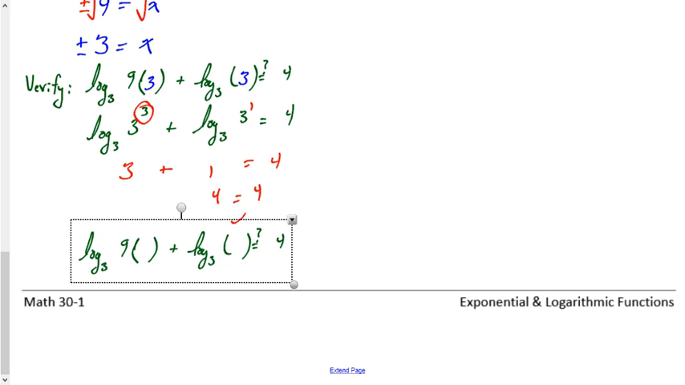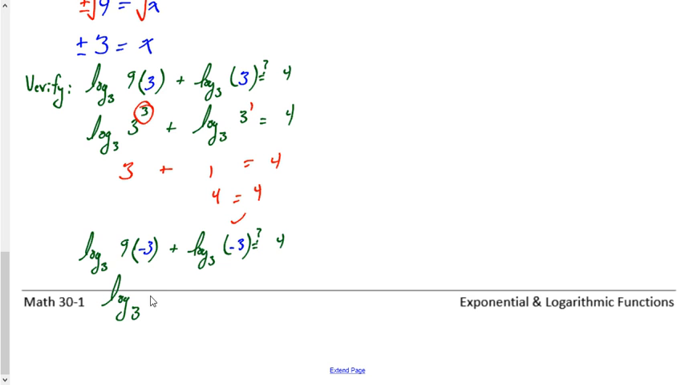Well, let's repeat this process, but now let's substitute the negative 3 in place of the x. And immediately, well, hopefully fairly quickly at least, we recognize that there's a bit of a problem here because I have log base 3 of negative 27 plus the log base 3 of negative 3, and I want to know, is that equal to 4?